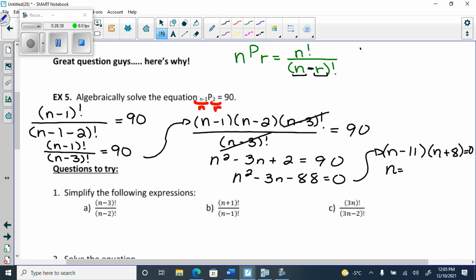So n equals 11 is good. n equals negative 8 is extraneous because you can't have a negative n. Because negative 8 minus 1 is negative 9. Not helpful. That means you have like less than 0 objects. So this is extraneous.